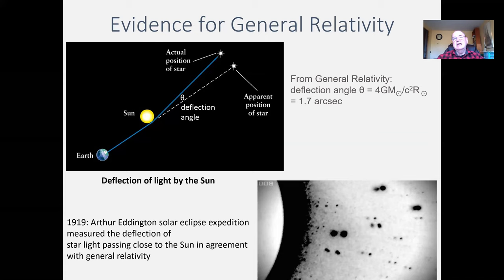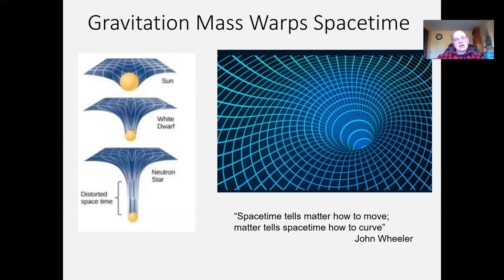And so that's the story of the 1.7 arc seconds. So again, space-time tells matter how to move. Matter tells space-time how to curve. The more matter, the greater the warping, the greater what we would look at as the gravitational field, what appears to us as the stronger and stronger gravitational force.